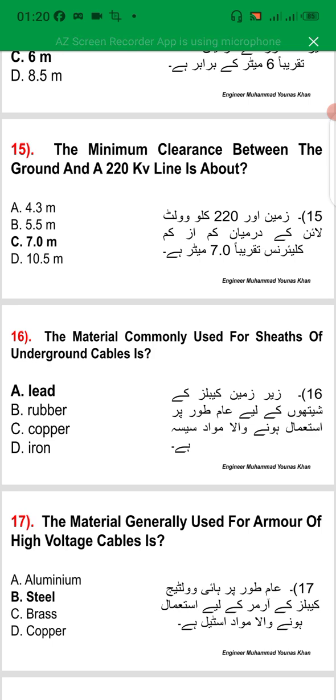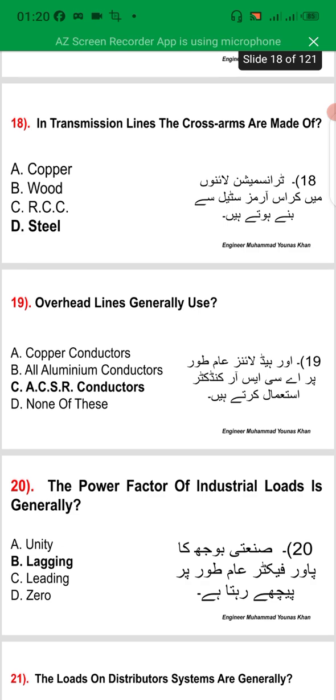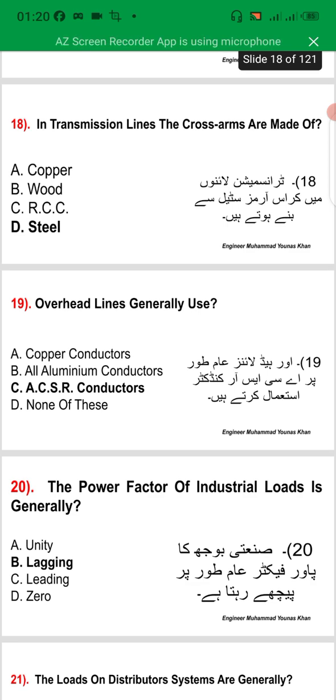The material commonly used for sheath of underground cable is lead. The material generally used for armor of high voltage cable is steel. In transmission lines, the cross arms are made of steel. Overhead lines generally use ACSR conductor.